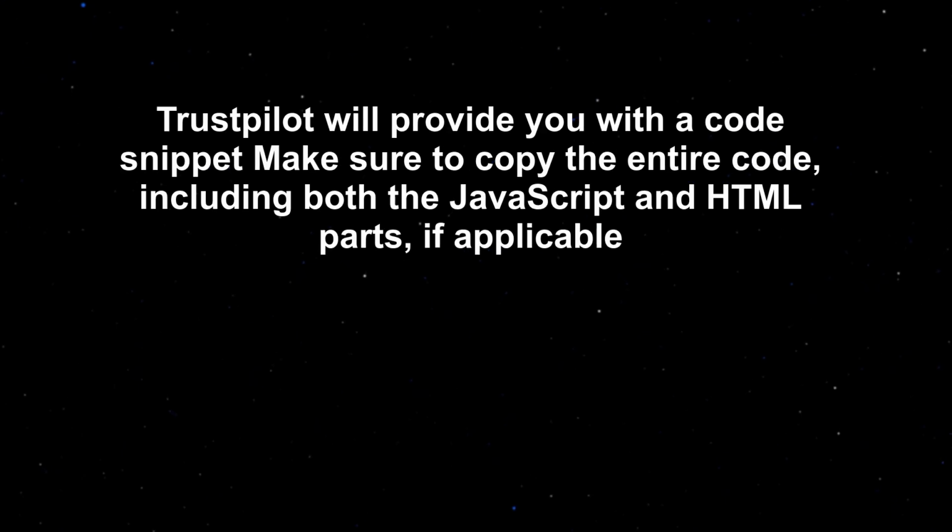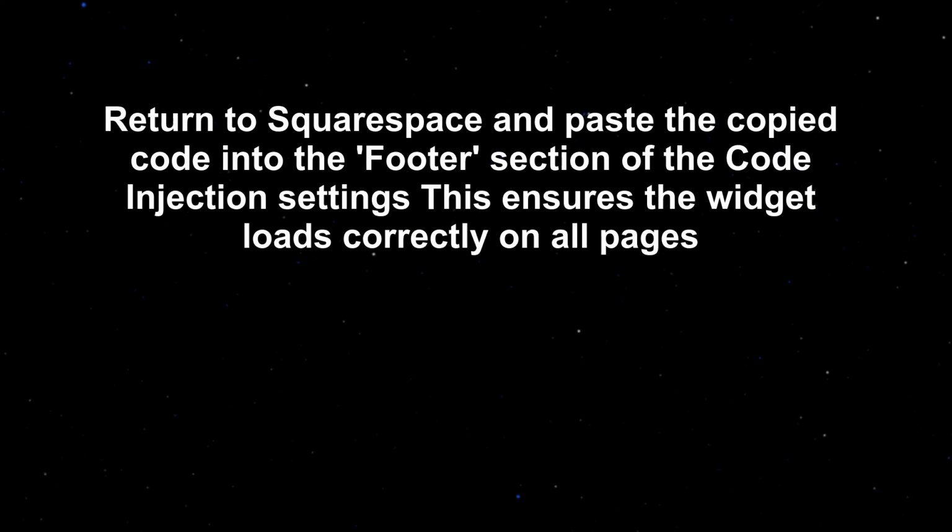Trustpilot will provide you with a code snippet. Make sure to copy the entire code, including both the JavaScript and HTML parts, if applicable. Return to Squarespace and paste the copied code into the footer section of the code injection settings. This ensures the widget loads correctly on all pages.